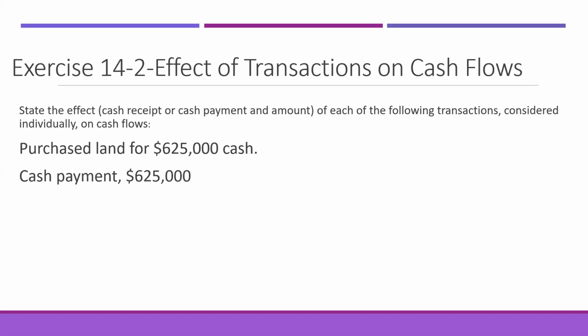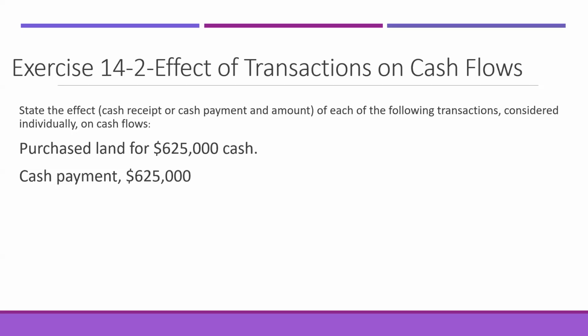Purchasing land for $625,000 in cash is fairly simple. We just show cash for purchasing land in our investing section, and it would reduce it. Make sure to note whether you should be using a negative or a positive number on the homework.